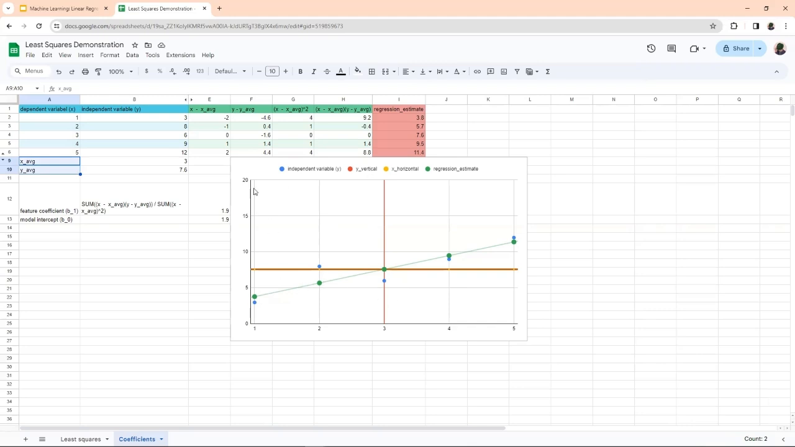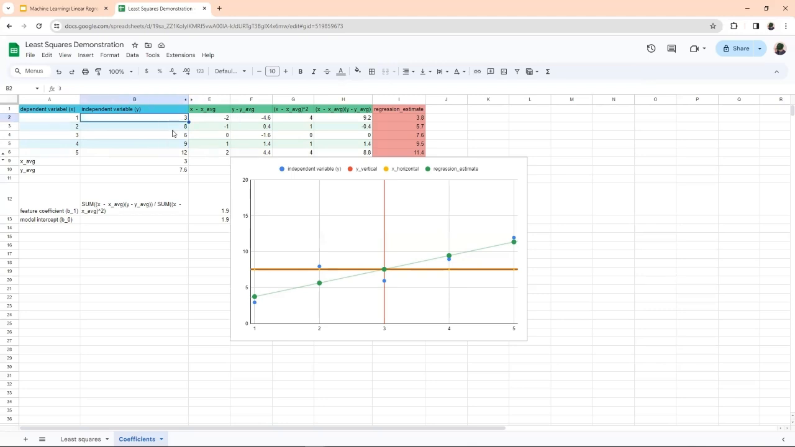And now, to calculate that, we do this math over here. So on column E, for each observation, we want to take our variable and subtract our x average. That way we have -2. So 1 minus 3 is -2, 2 minus 3 is -1, 3 minus 3 is 0, 4 minus 3 is 1, and 5 minus 3 is 2.